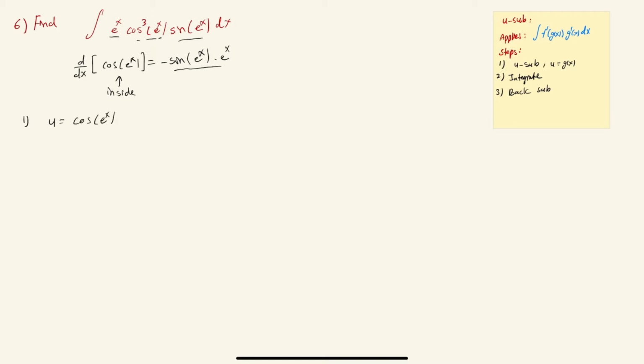Now the inside function is going to be equal to cosine of e to the x, and that is u in the first step. Now du is going to be equal to minus sine of e to the x multiplied by e to the x dx. Now we only have e to the x sine of e to the x dx, so I'm going to move the minus sign to the other side. So this is going to be easier when I make the substitution.